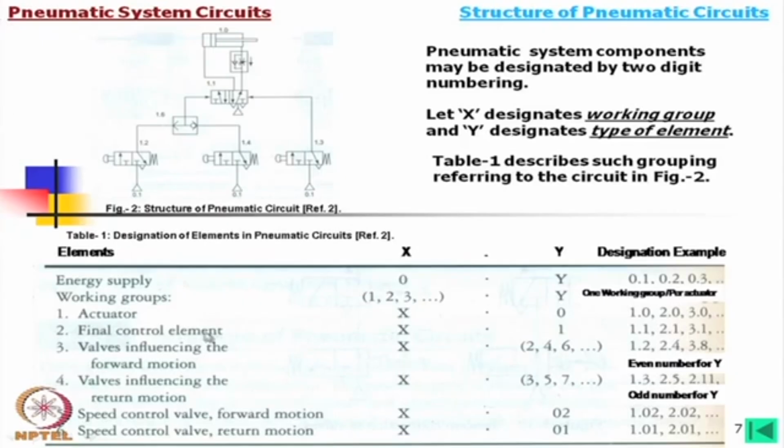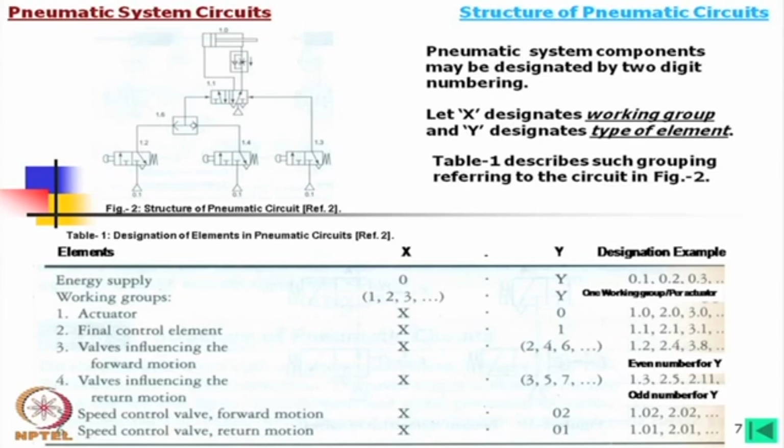Then the final control elements, say these are 1.1. These designations indicate the type of element, and this is for the group. Here it is given 1, that means what we find, except the supply, is in working group 1, all such components for a typical type of work which is in group 1.